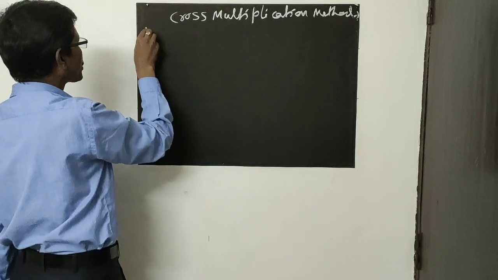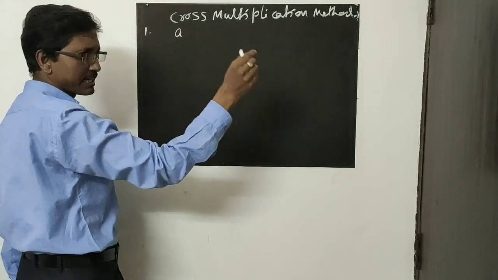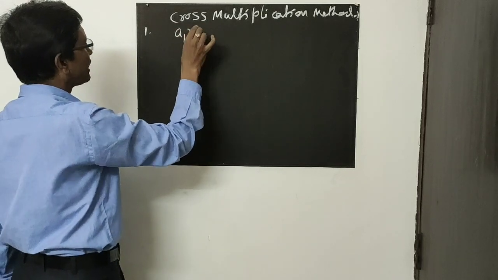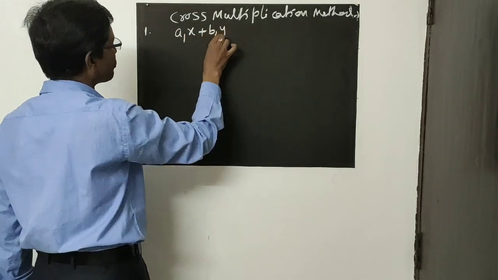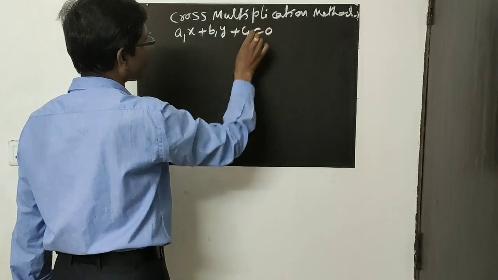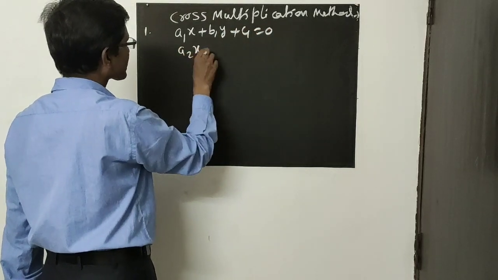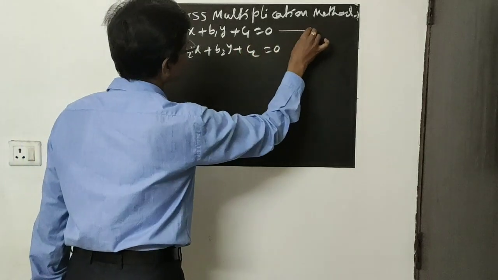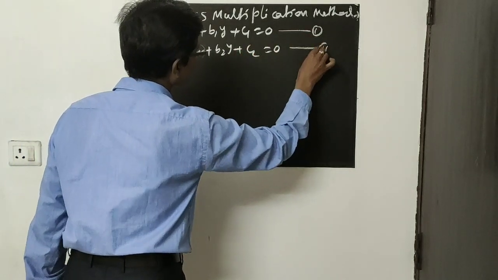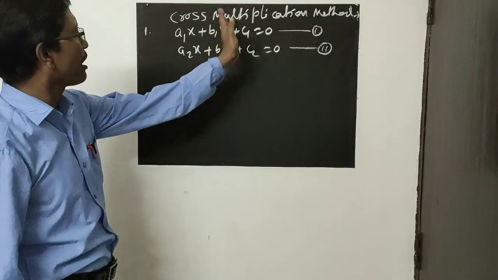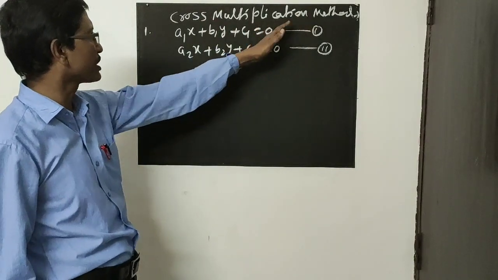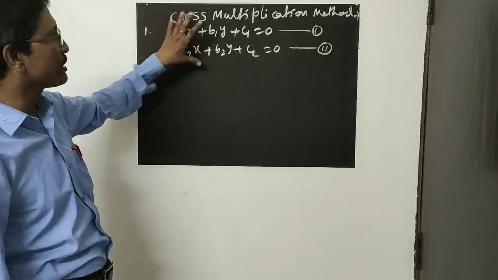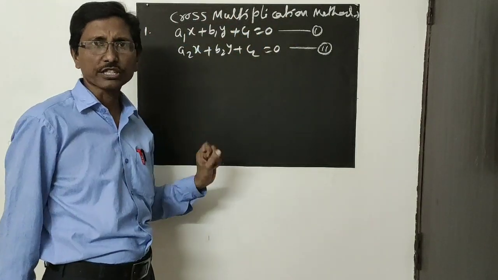The standard form of the equation you know, ax plus by plus c equal to 0. For two equations, that's why the coefficients we have taken as a1x plus b1y plus c1 equal to 0 and a2x plus b2y plus c2 equal to 0. This is the first equation, this is the second equation, to be expressed in standard form. If you have a constant on the other side, take it to the left side. First all the terms must be on the left side, and the right side must be 0.